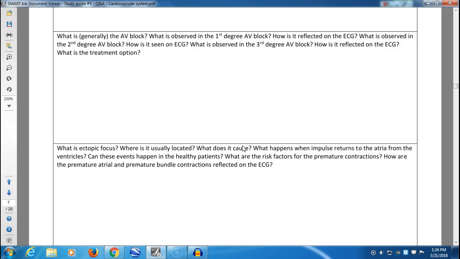Ectopic focus. Accidental pacemaker. Perfect. Great idea to formulate it. Can it be in the normal person? Where is it usually located? Atria, ventricles. Atria. If it's in the ventricle, that can be a big problem. Okay. So what happens when impulse returns to the atria from the ventricles? Can actually cancel it out. Okay.